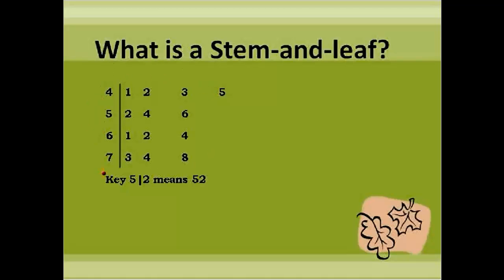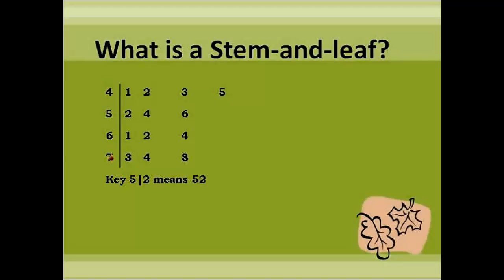This is a stem and leaf plot. What this represents over here is the tens column. So this would be 4 in the tens column, and then this is the ones column. So 4 in the tens column and 1 in the ones column. This would be 41. This would be 42, 43, 45. Same with down here. This key shows us that 5-2 means 52.